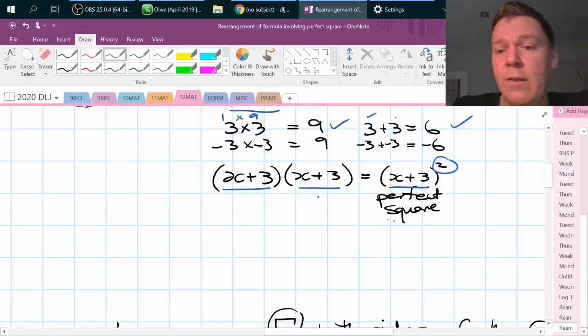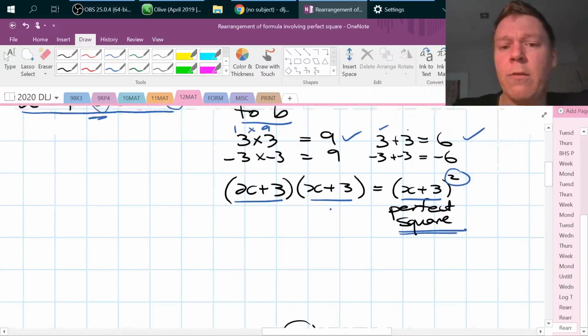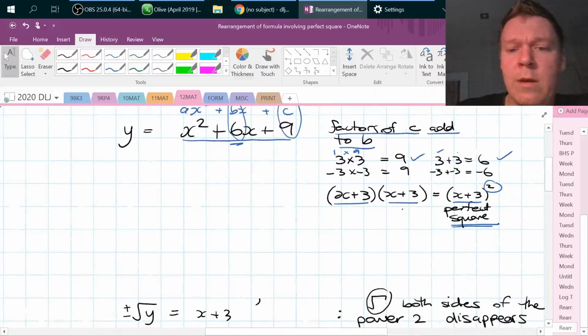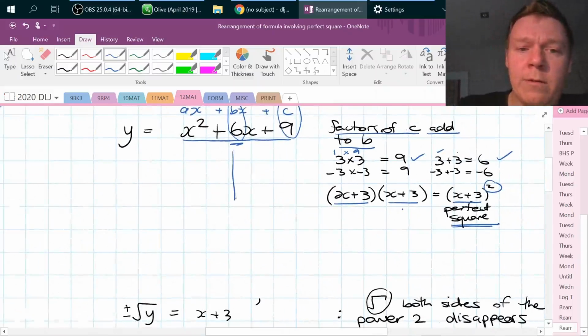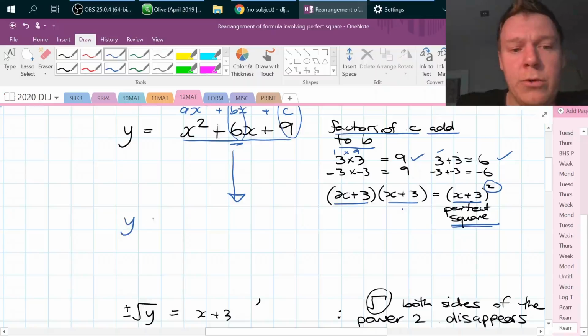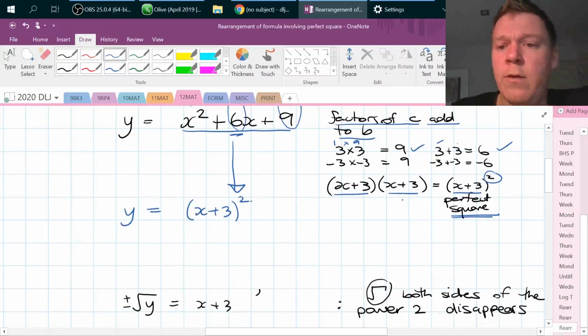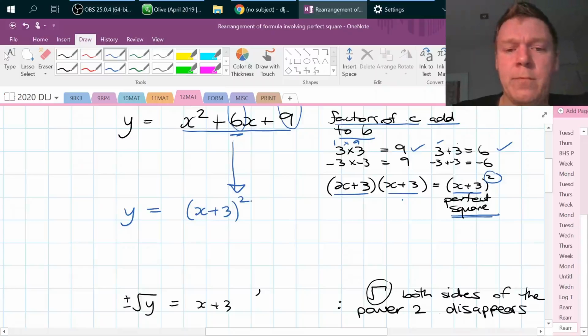Another name for this is a perfect square. So if we were going to solve this problem from the start, then we could factorize this quadratic into x plus 3 squared. Okay.